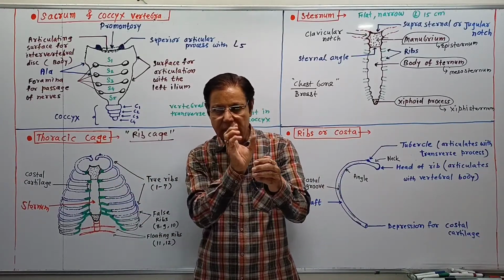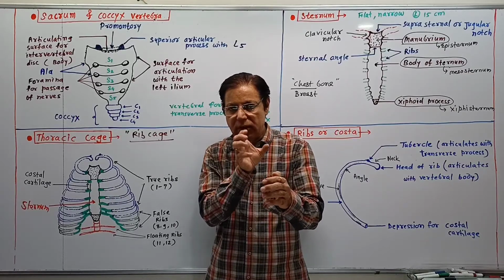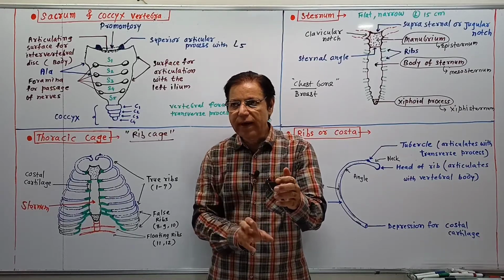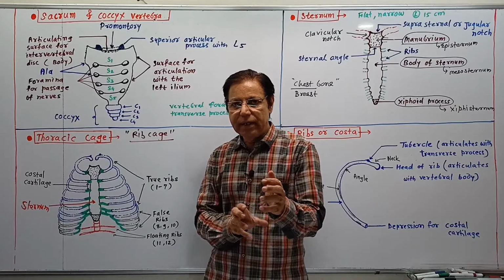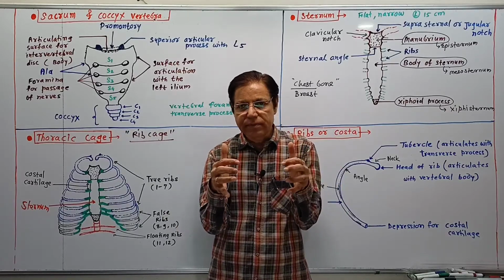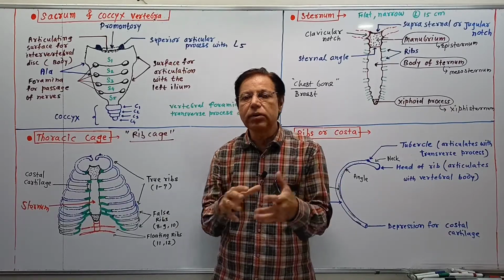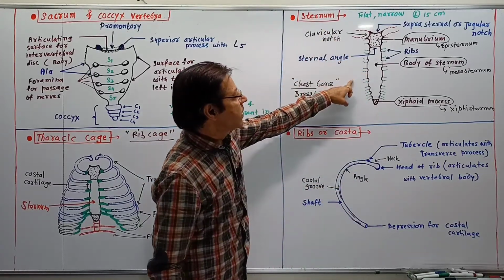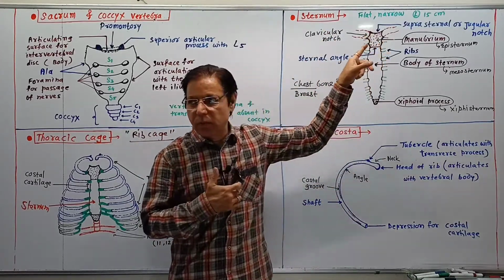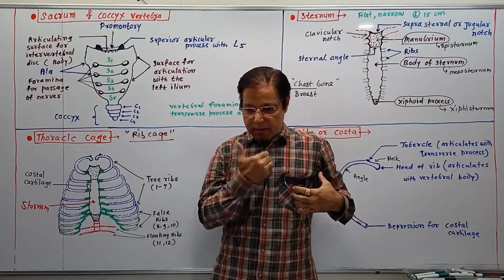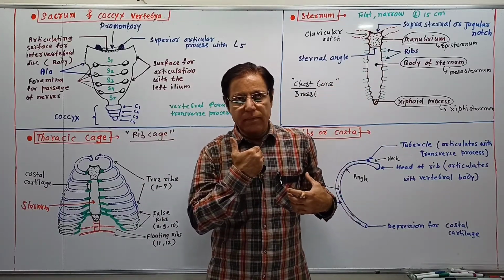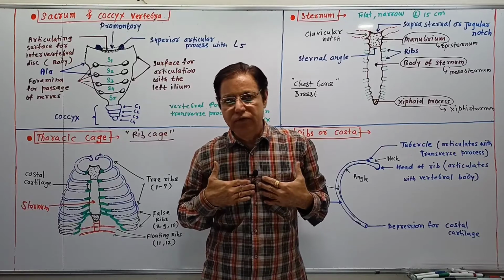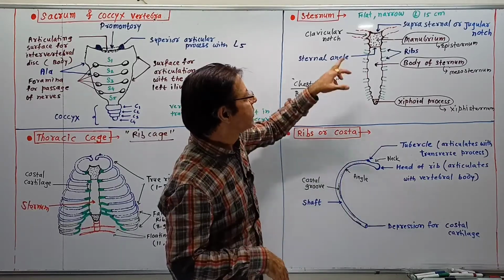Previously we learned about the 12 thoracic vertebrae. At the dorsal side, back side, there are 12 thoracic vertebrae, and 12 pairs of ribs and the sternum collectively form the thoracic cage. Okay, here there is a sternum. Sternum is the chest bone, a single bone located on the ventral side of the chest at the middle position, median position.